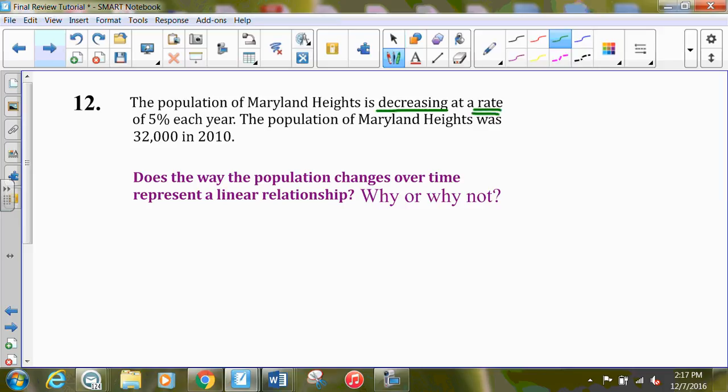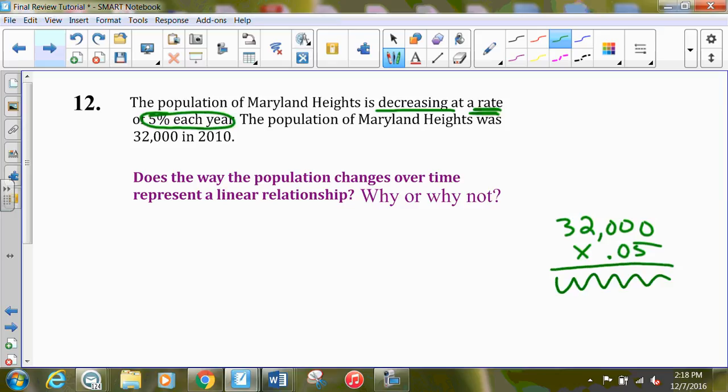We see decreasing at a rate, but then we notice that the rate is 5% each year, which means if we were to sit and do this, if we started out with 32,000, we'd have to multiply 32,000 times 5% in the calculator. I'm going to put times 0.05, and we'd get a number. I don't have the calculator right now. And then we would take that number the next year and multiply that number times 5%. Each year, we would be multiplying a different number times 5%. That's not a constant rate of change.